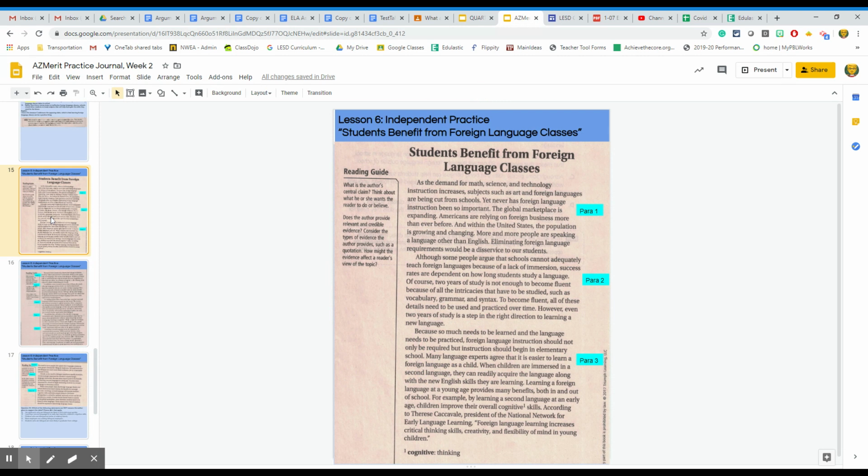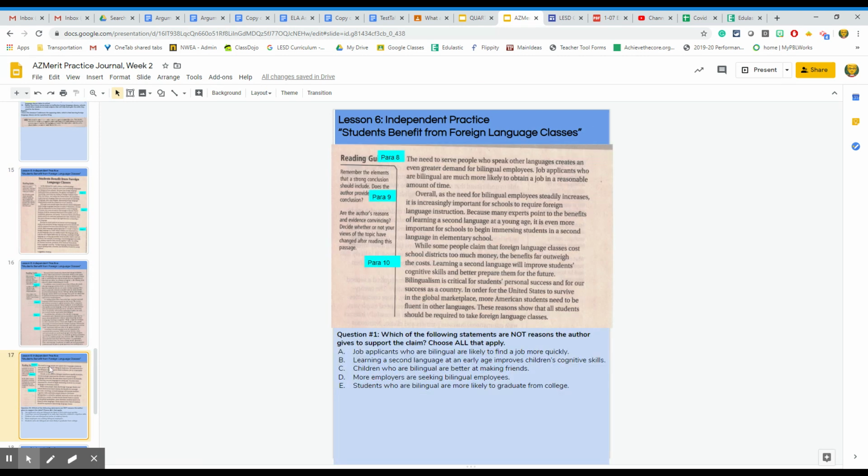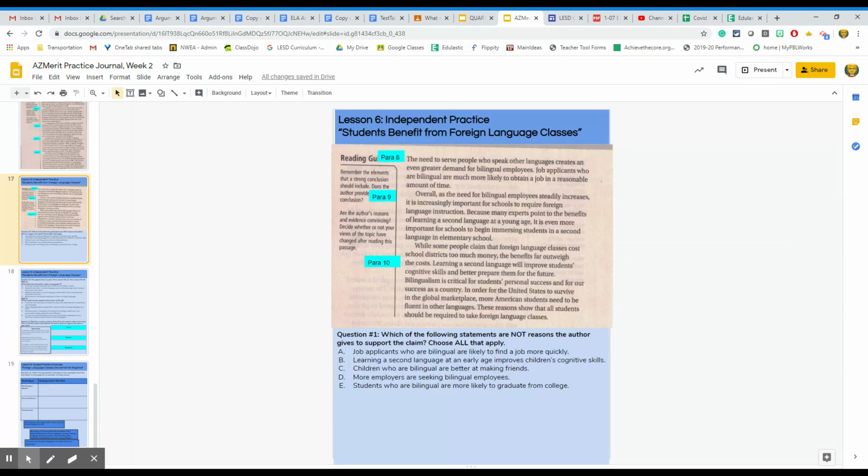Yesterday I had you read this second persuasive text called Students Benefit from Foreign Language Classes, and then answer the 4 questions that have to do with this article. Question 1. Let's go over the review now. Question 1. Which of the following statements are not reasons the author gives to support the claim?